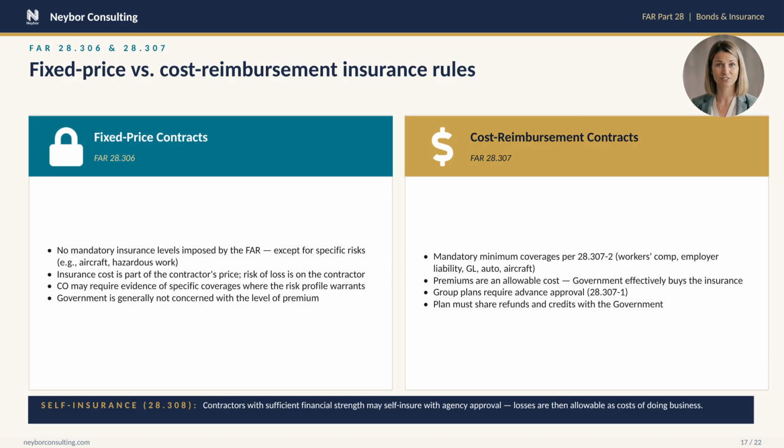Bottom line, on the dark blue strip, 28.308 also lets sufficiently strong contractors self-insure with agency approval, treating actual losses as costs of doing business. That can be more economical than premiums for very large, stable firms, but most small and mid-sized contractors are not eligible.